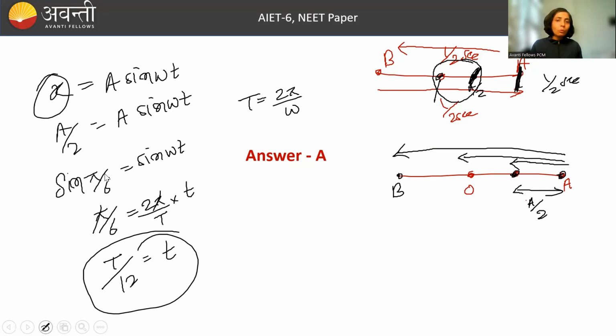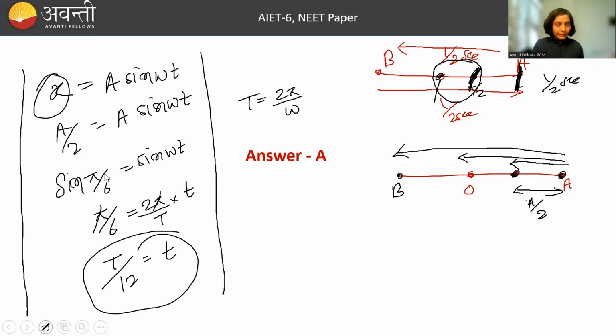So don't go with the unitary method for all the intervals. Always opt for calculation. Done? We can go with the unitary method when it is given that from mean to extreme this much time is taken, or from one extreme to another this much time is taken, and we need the time period. But if you have to calculate the time taken from one point to another point in SHM, don't go with the unitary method. Directly use the equations and calculate. I hope it is clear.